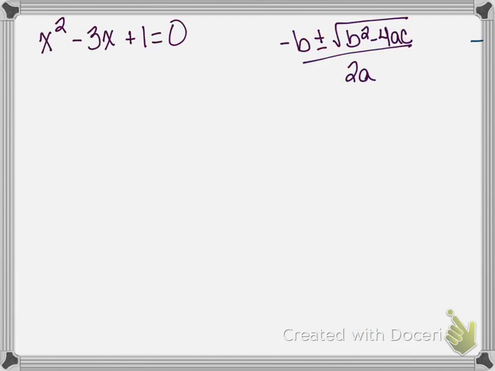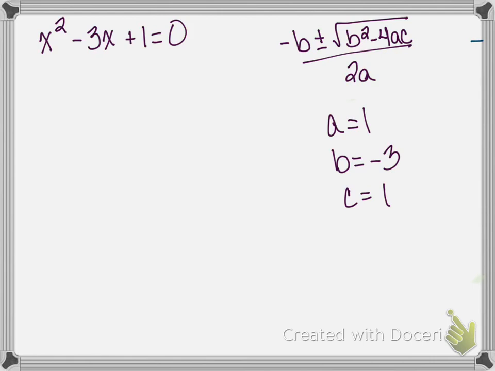Now, for this one, my a value is 1. My b value is not even. Negative 3 is an odd number. So for this one, I would use the quadratic formula. What's my a value in x squared minus 3x plus 1? Good. So a is 1. What's b? Negative 3. And what's c?